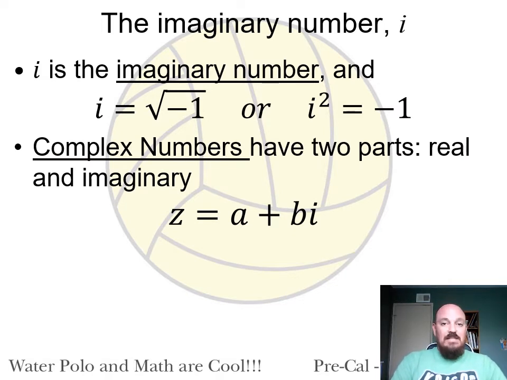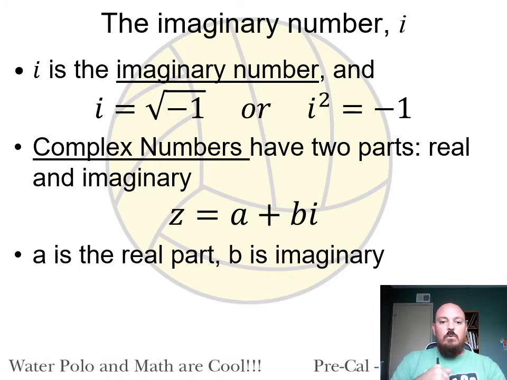Now, a complex number has two parts, real and imaginary. So our standard form of a complex number is z equals a plus bi, where a is the real part and b is the imaginary part. And basically, here's a good way to think of it. Real numbers are anything that doesn't have an i in it. Anything with an i in it is an imaginary number. Those two groups combined are what we call complex numbers. Complex numbers is everything.